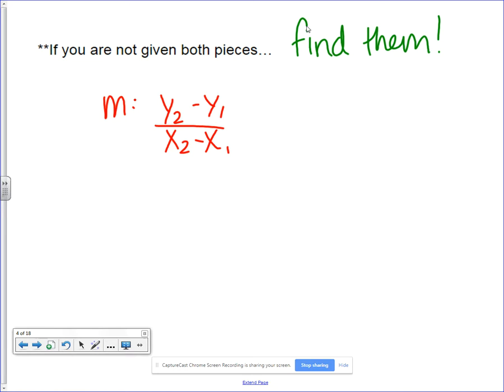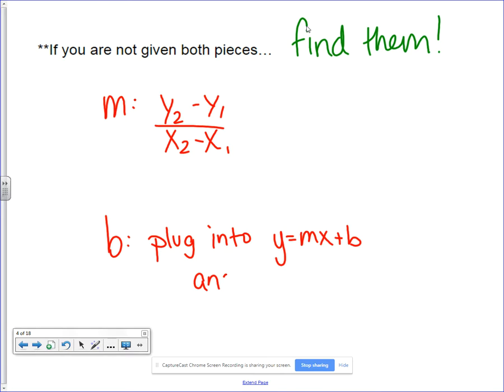Looks familiar, right? You did that on your quiz on Wednesday. If you need to find the b, you are going to plug into y equals mx plus b and isolate the b. And that's what we're going to be focusing on today. Everything that we're going to do today is going to focus on this.